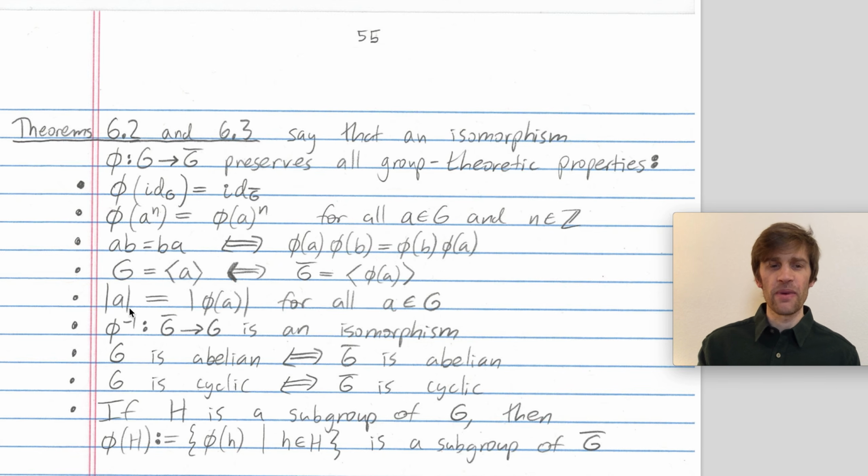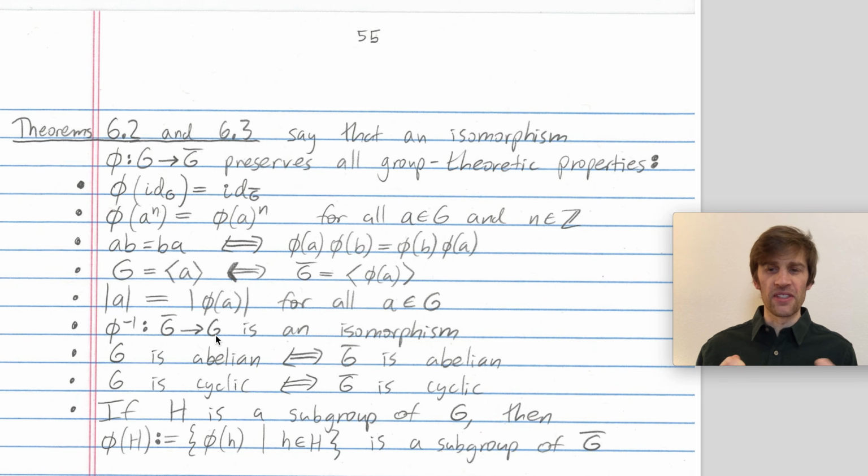The order of an element, so the smallest integer n such that that element to the nth power is the identity, the order of an element is the same as the order of its image. If phi is an isomorphism going from G to G bar, then the inverse map, phi inverse going from G bar back, is also an isomorphism.